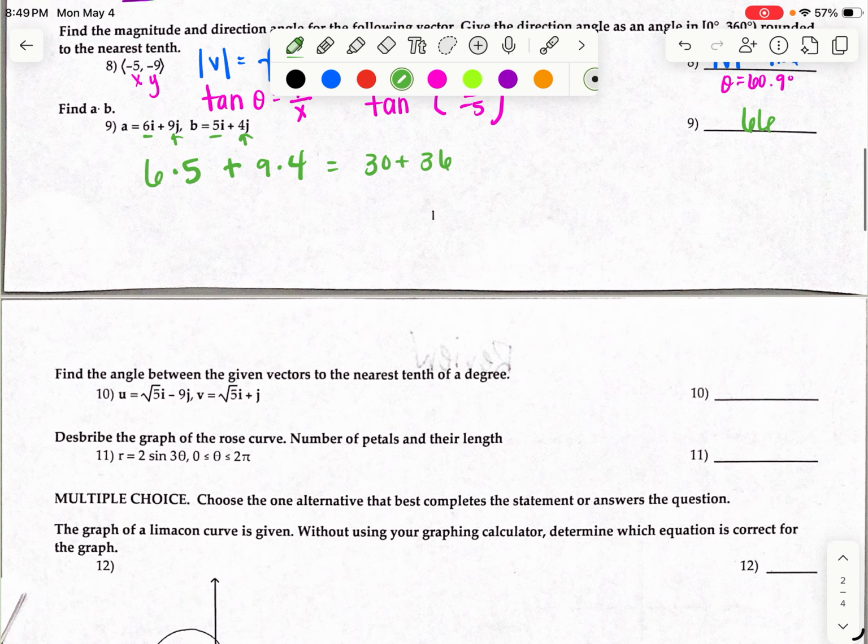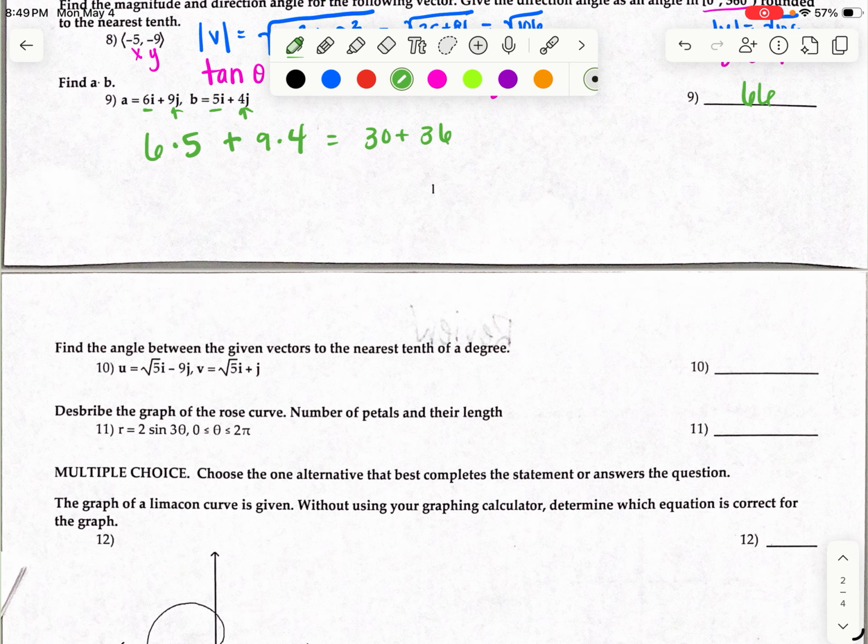Alright, now number 10 is an angle between formula. I'm going to scroll down to do this one because it is a little steppy.